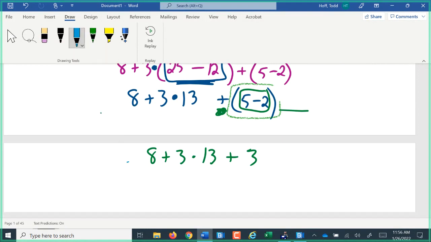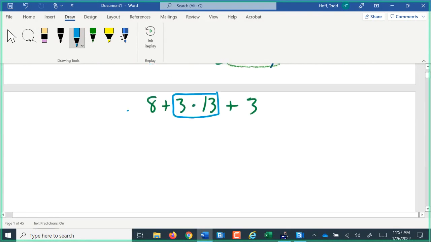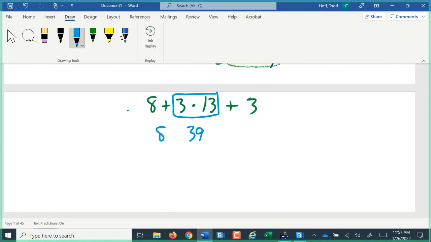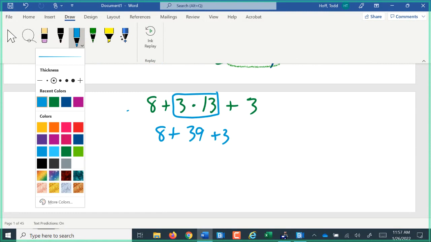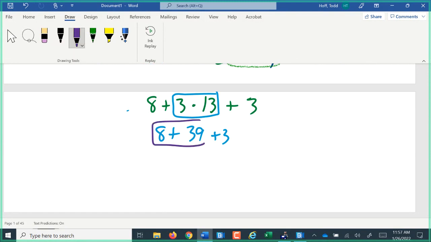No more enclosing symbols, no exponents. We only have one multiplication or division left. 3 times 13 is 39. And now it's just the addition. 8 plus 39, 47. And 47 plus 3.